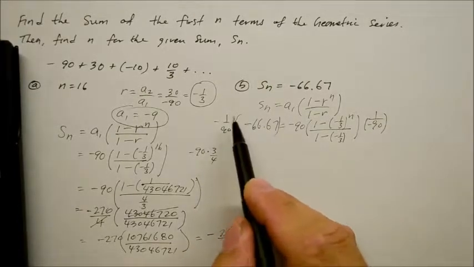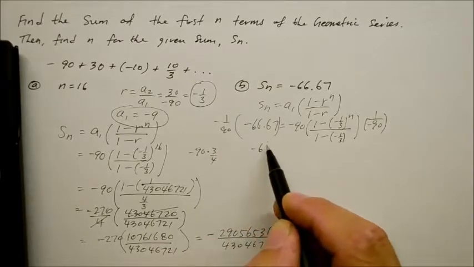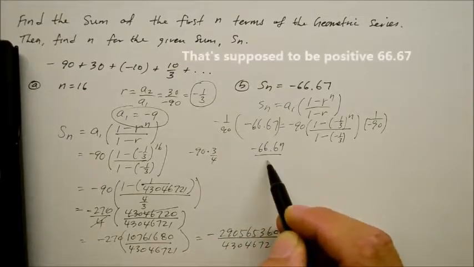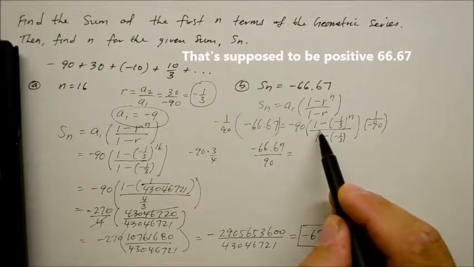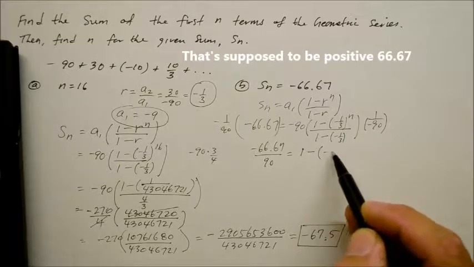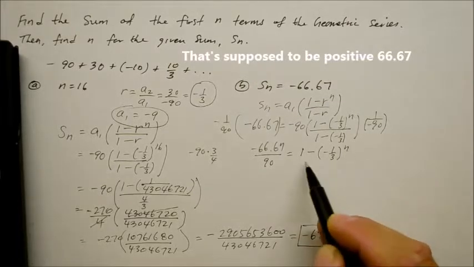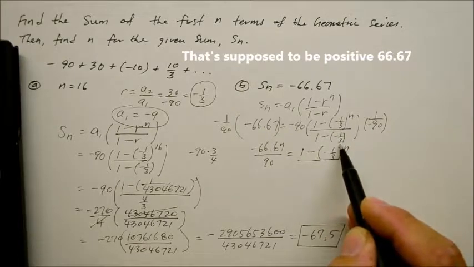And what happens is, these two negative numbers will become a positive. Negative 66.67 over 90 is equal to, now we have here 1 minus negative 1/3 raised to the nth power over, well, we know what 1 minus negative 1/3 is. That's 4/3.